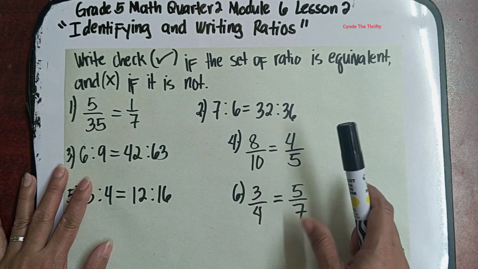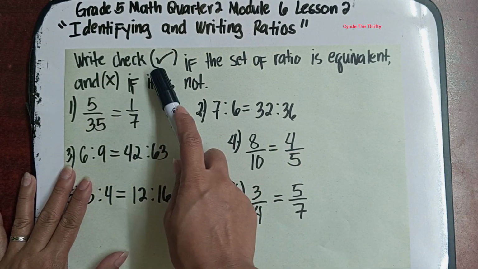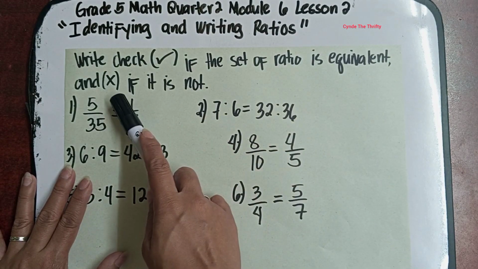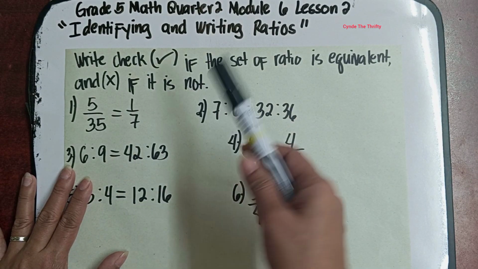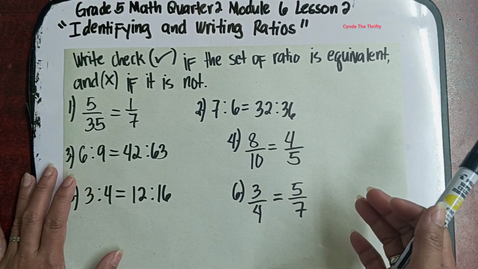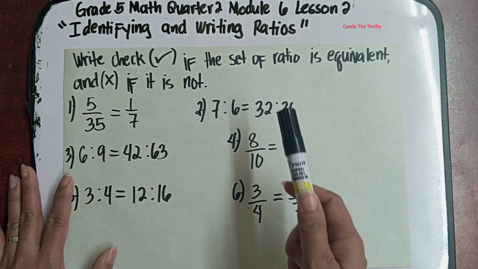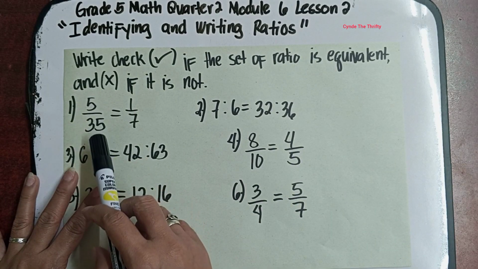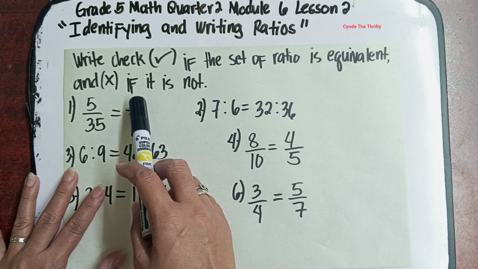So, meron tayong mga example dito. Check if the set of ratio is equivalent and X if it is not. So, lalagyan natin ng check kapag equivalent ratio sila at X naman kapag hindi sila equivalent ratio. Okay, first, 5/35 is equal to 1/7.